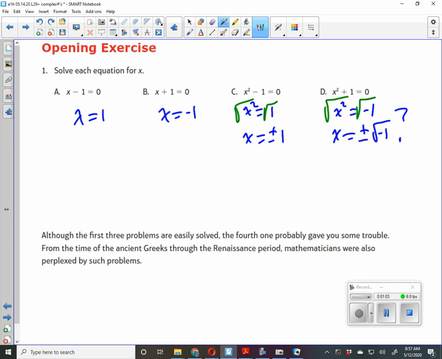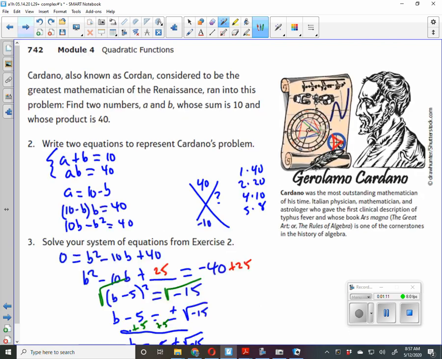From the time of ancient Greece throughout the Renaissance period, mathematicians were also perplexed by such problems. Cardano considered a problem, and as you work the problem out: find two numbers, a and b, whose sum is 10 and whose product is 40. So I've got a system of equations here, which you guys can solve. I'm going to solve by substitution. And as you get down to it, you end up with this quadratic equation.